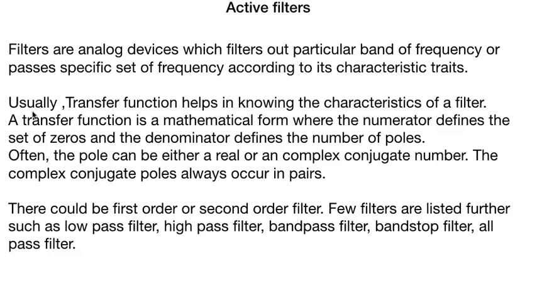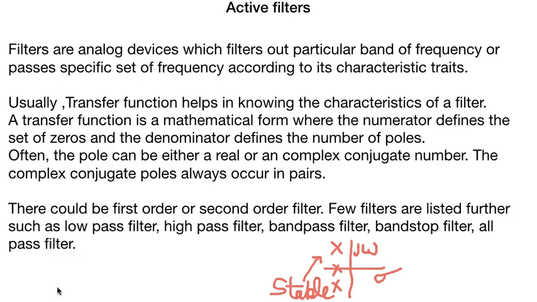Often the pole can be either real or complex conjugate. Here I would like to show you that we have an S-plane. In the S-plane, this is sigma and this is j omega. Mostly, it is considered that all the poles should lie on the left hand side of the j omega axis, or on the real axis, making the system stable.